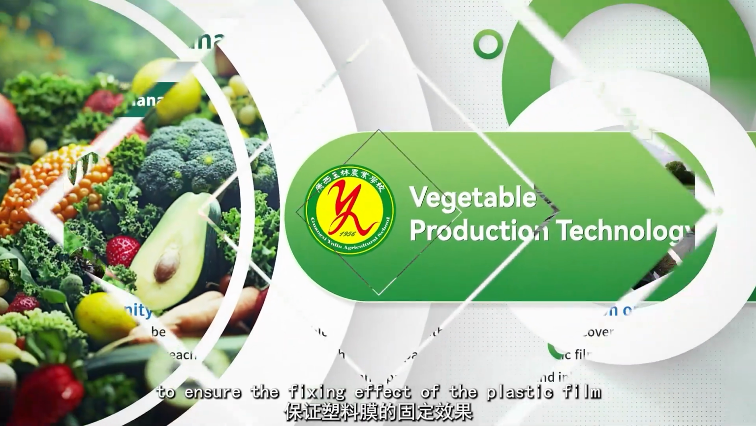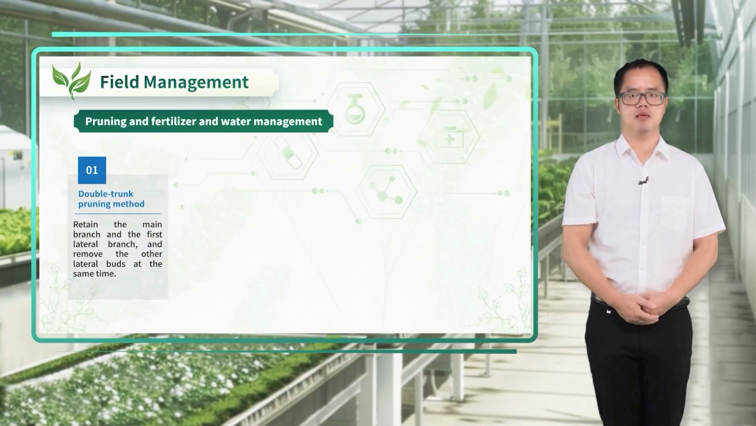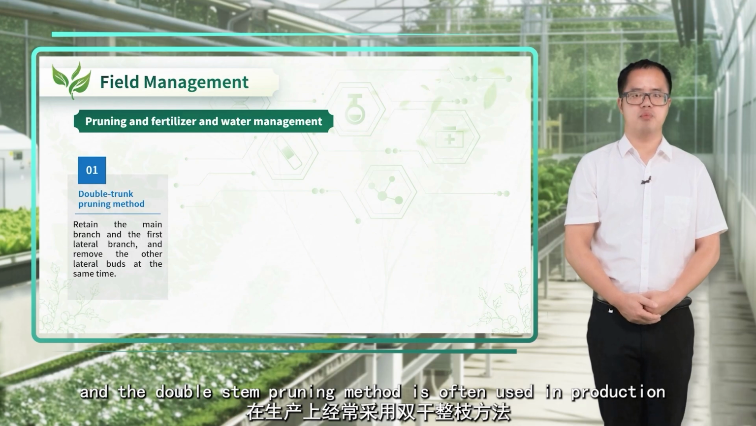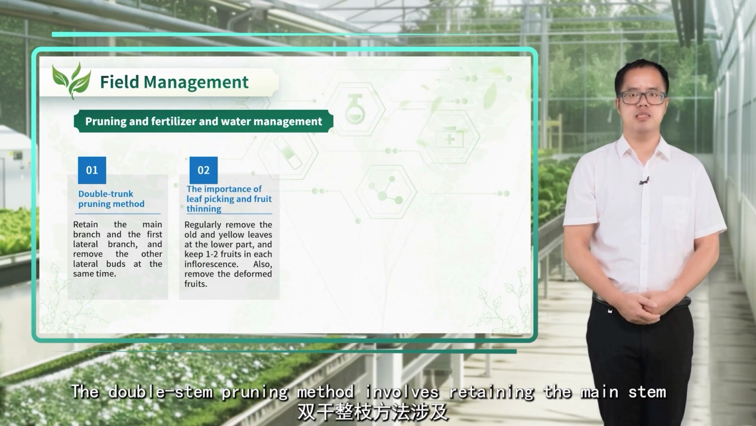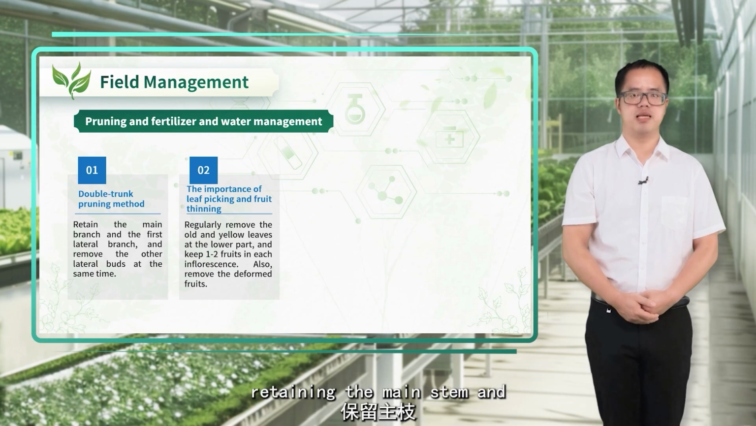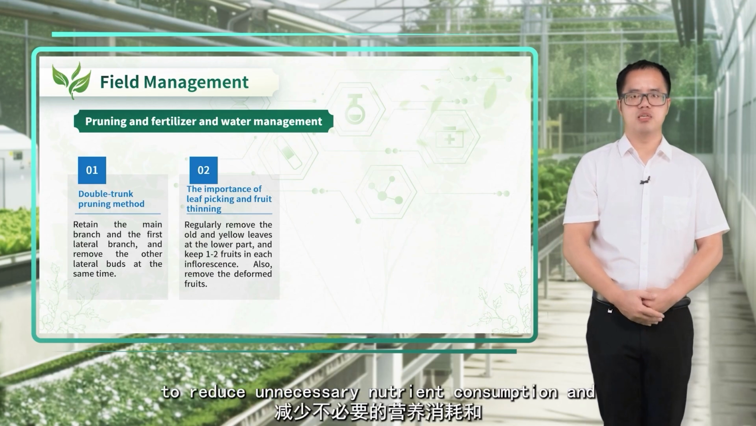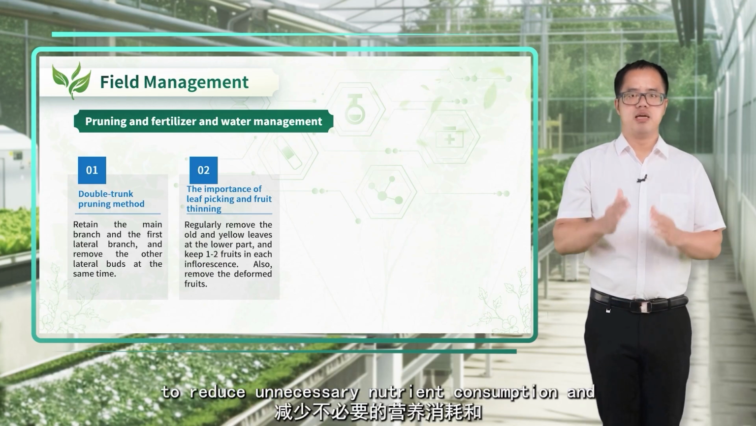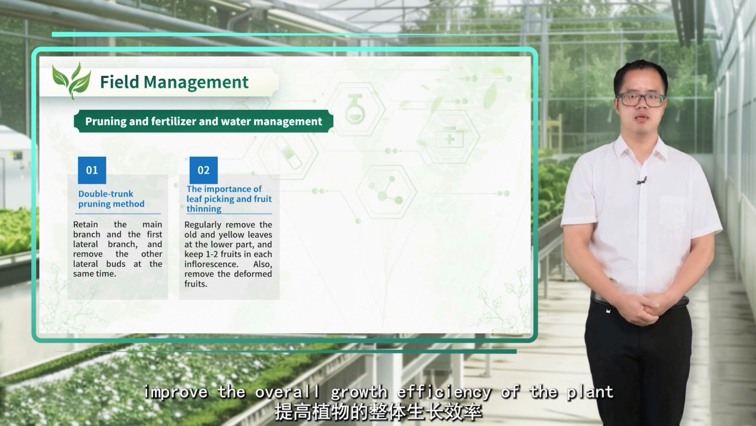Pruning is a key technology to adjust eggplant growth, and the double stem pruning method is often used in production. The double stem pruning method involves retaining the main stem and the first lateral branch while removing other lateral buds to reduce unnecessary nutrient consumption and improve the overall growth efficiency of the plant.